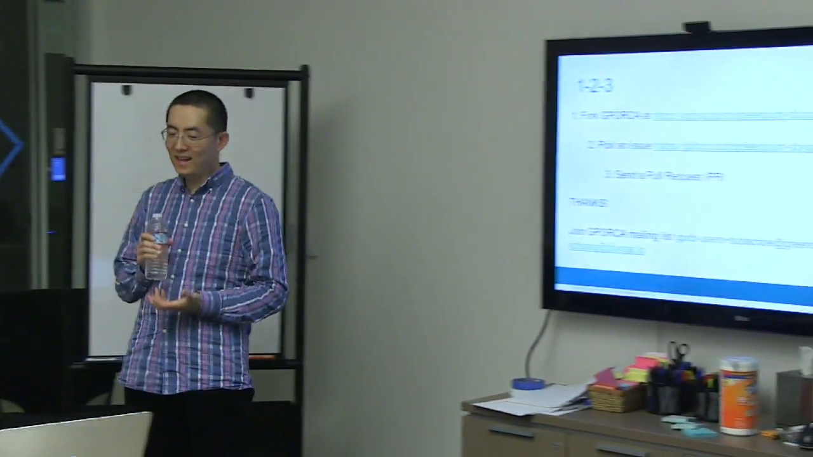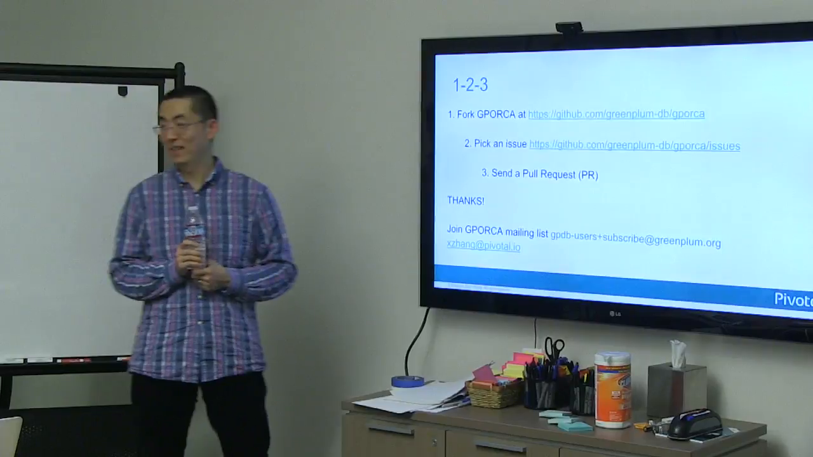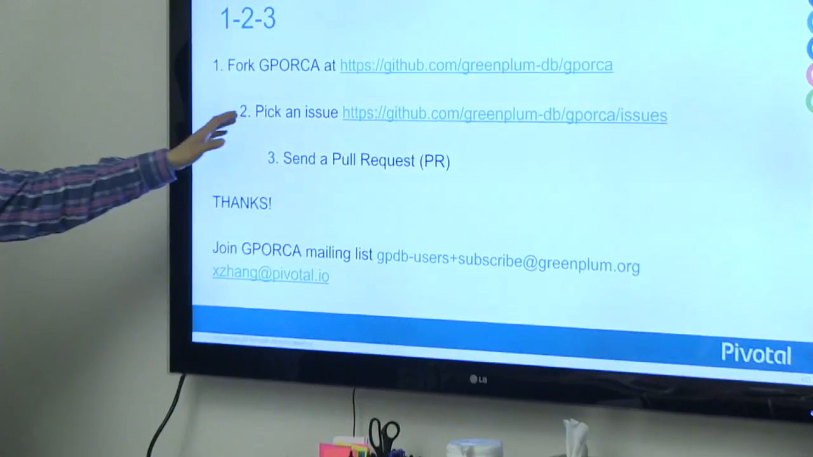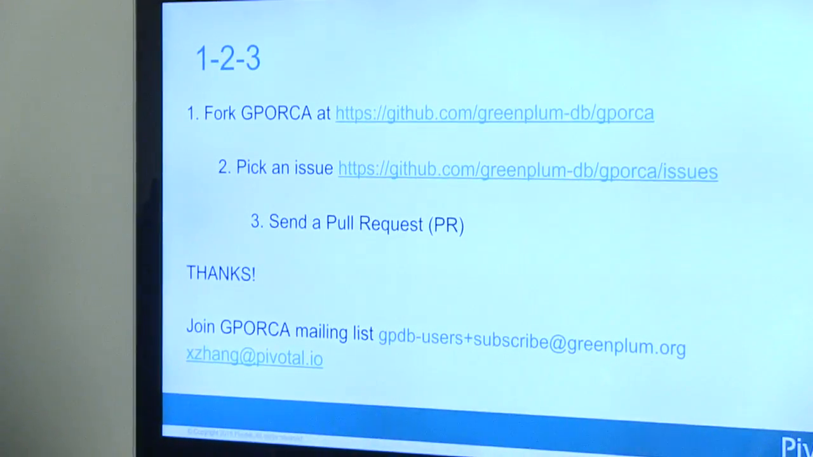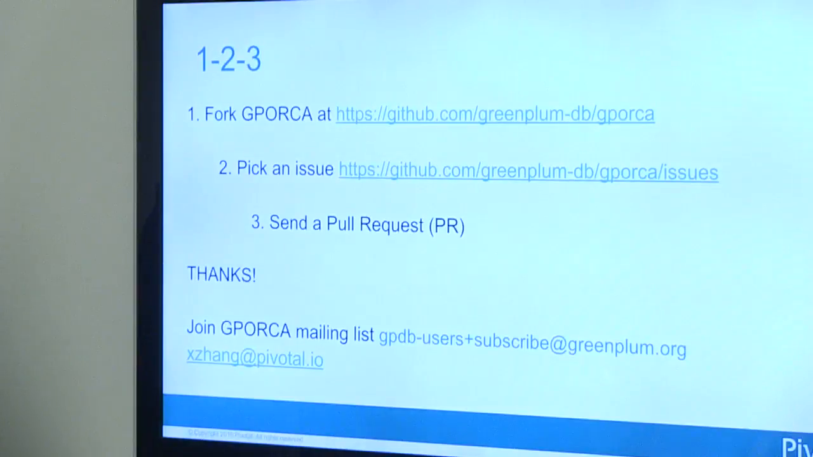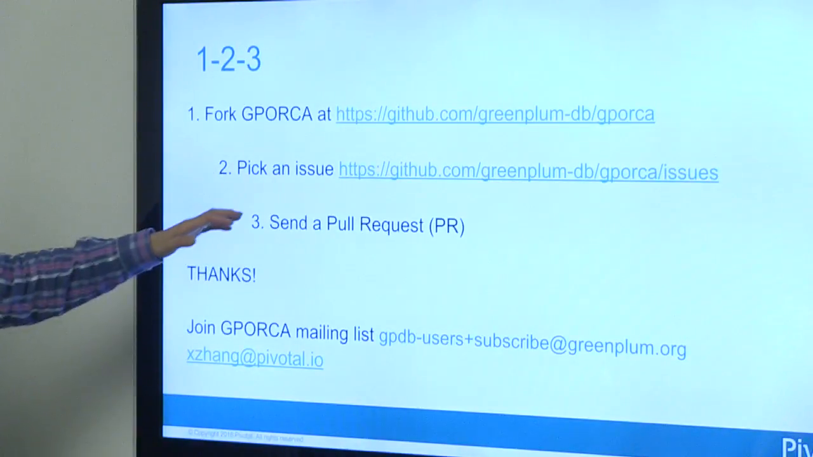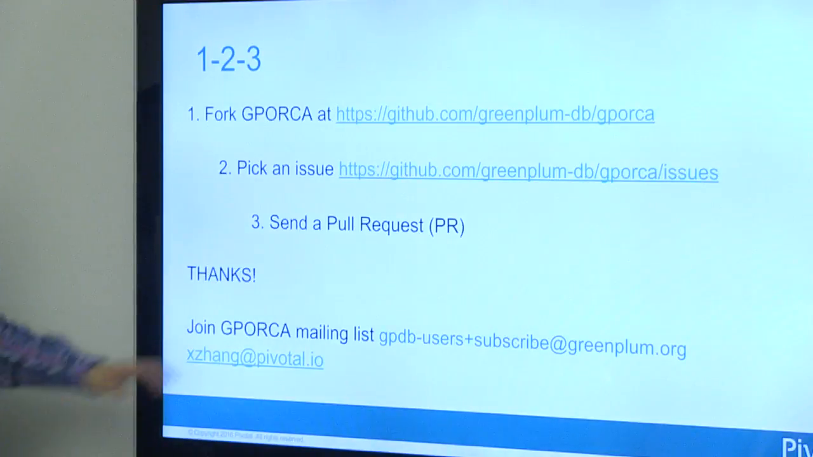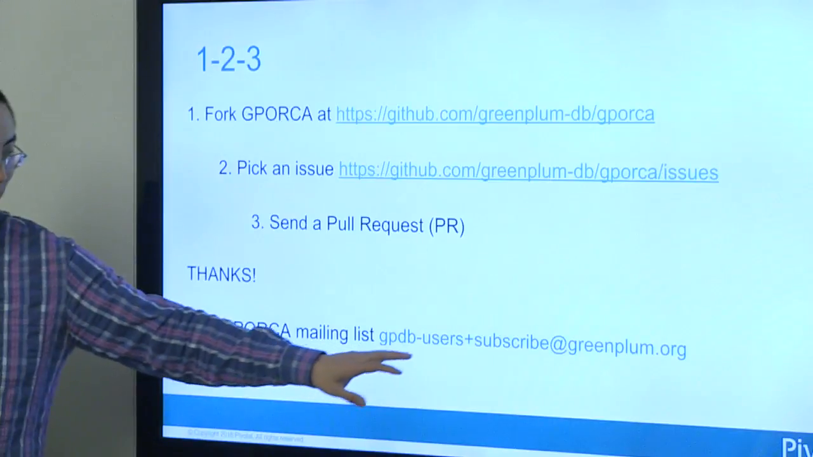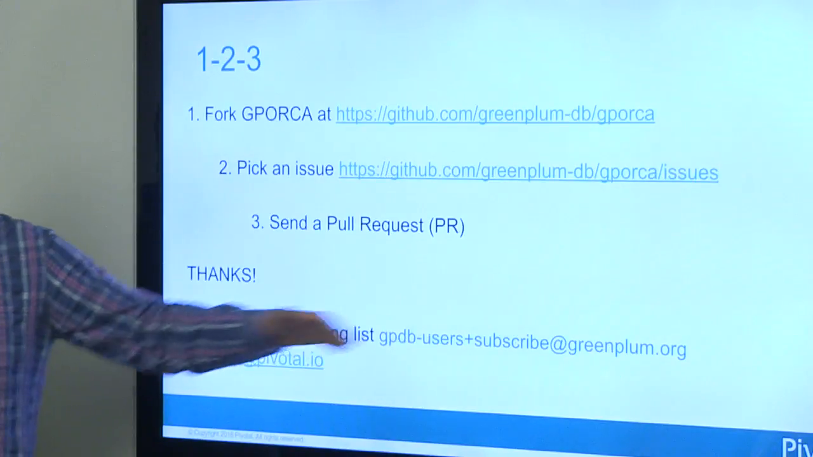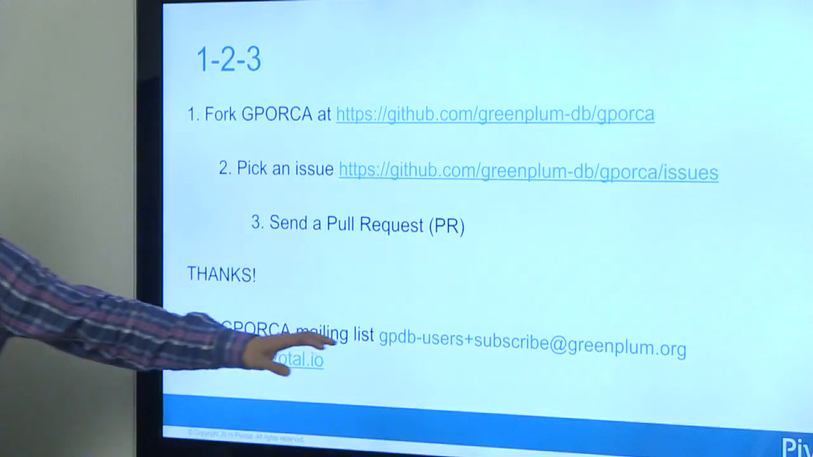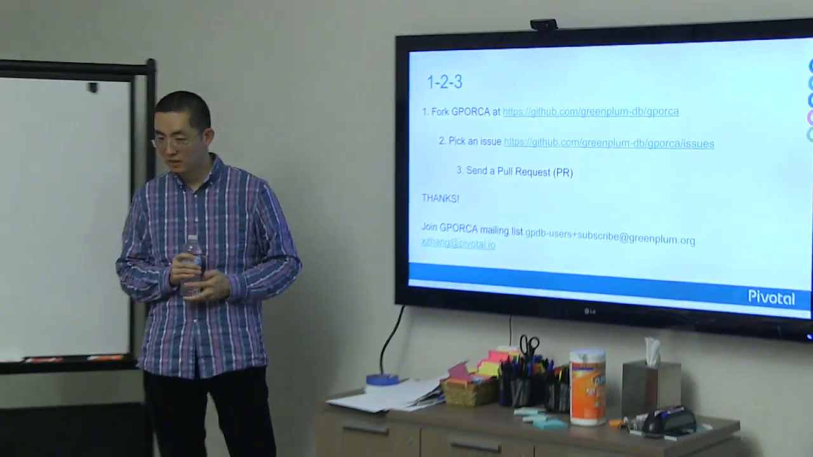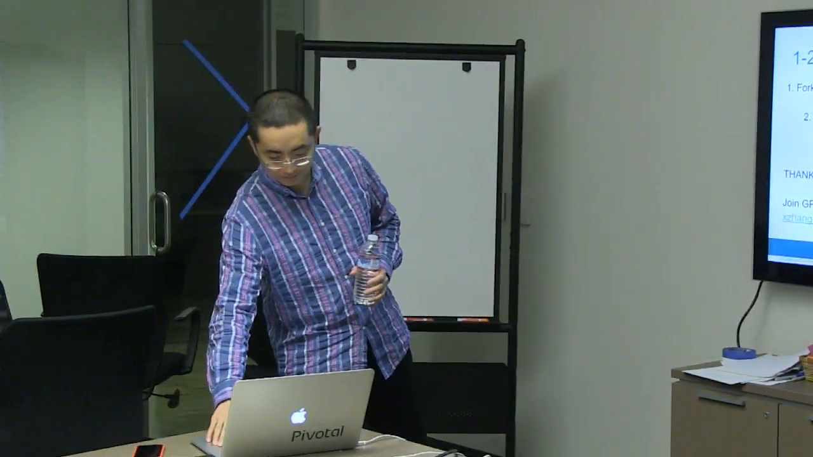Even today, say, hey, I want to contribute. Fantastic. What do you do? Go to the GitHub, download the GPORCA, look at the issues. Or if you found an issue in the GPORCA in your environment, you can report it in the issues. And then hopefully you can fix the issue and send the pull request to us. And we have a mailing list, GPDB users plus subscribe at Greenplum, just using the same mailing list. And thank you very much for using and listening.